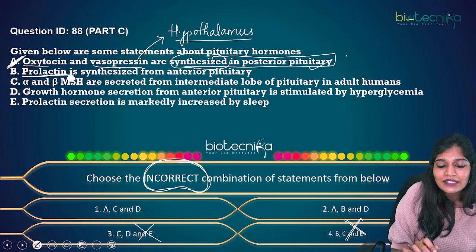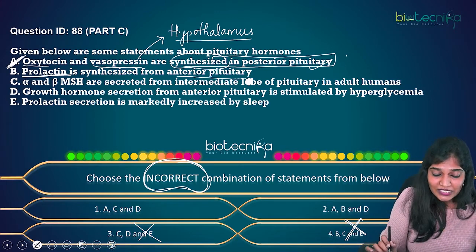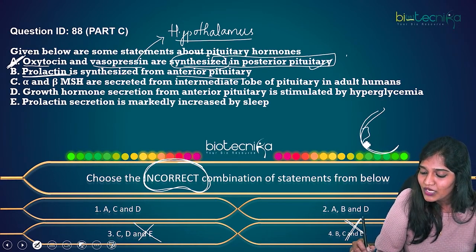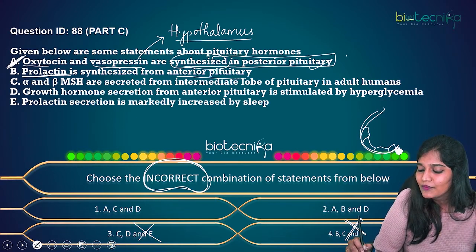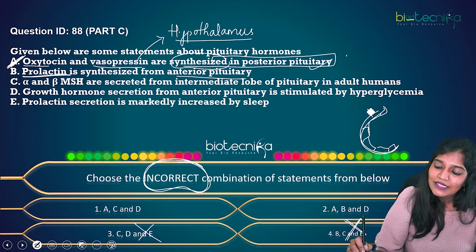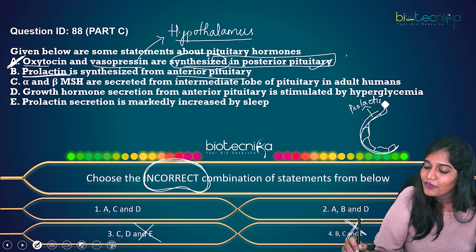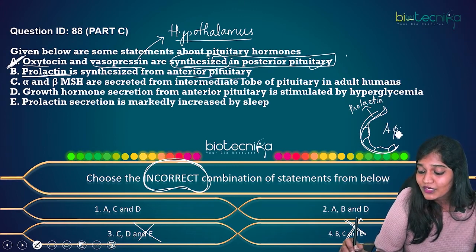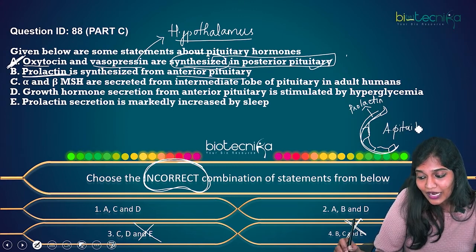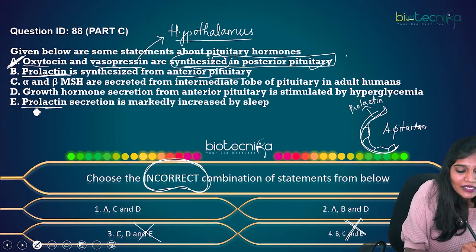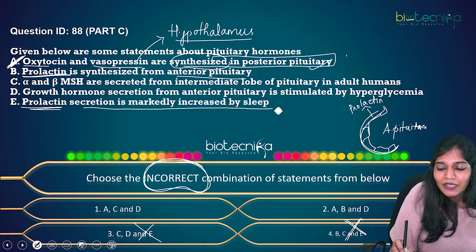Okay, the next, prolactin. Prolactin is synthesized in the anterior part of the pituitary. Yes, in the anterior part of the pituitary we have lactotroph cells. These lactotroph cells are definitely going to produce prolactin, which means it is coming from the anterior part of the pituitary. So this is a correct statement, but they asked for an incorrect statement, so I am going to leave it.